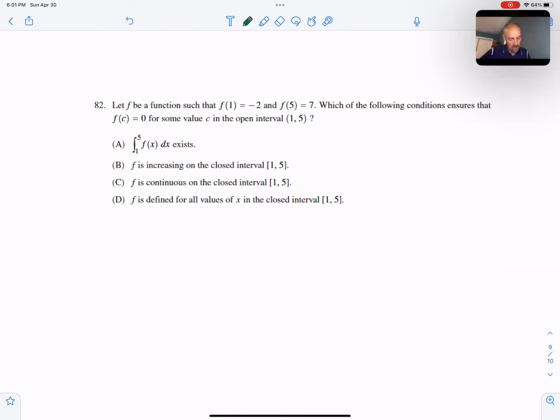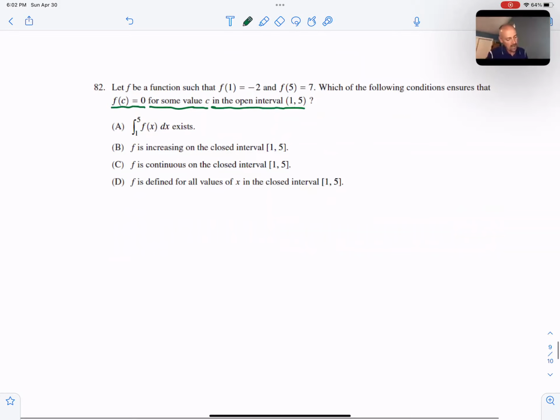As you read, this is going to be dealing with one of our theorems, which the following conditions ensure that f of c equals 0. We might start seeing some familiar things here. For some value c in an open interval 1 to 5. Okay, that might remind us of maybe the conclusion to one of the theorems. And we might see they're also talking about in the answer choices here things about f is increasing, f is continuous.